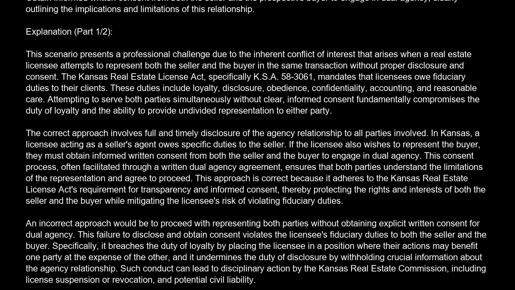Kansas Real Estate License Act, specifically K.S.A. 58-3061, mandates that licensees owe fiduciary duties to their clients. These duties include loyalty, disclosure, obedience, confidentiality, accounting, and reasonable care. Attempting to serve both parties simultaneously without clear, informed consent fundamentally compromises the duty of loyalty and the ability to provide undivided representation to either party. The correct approach involves full and timely disclosure of the agency relationship to all parties involved.